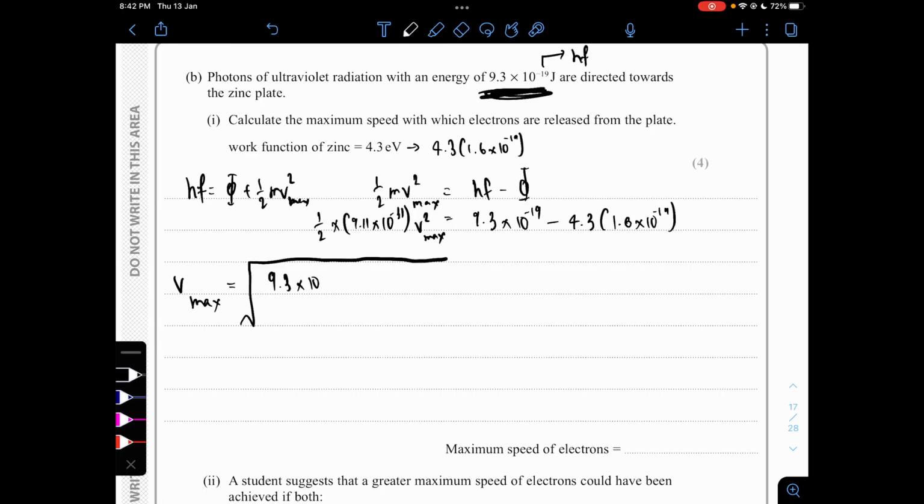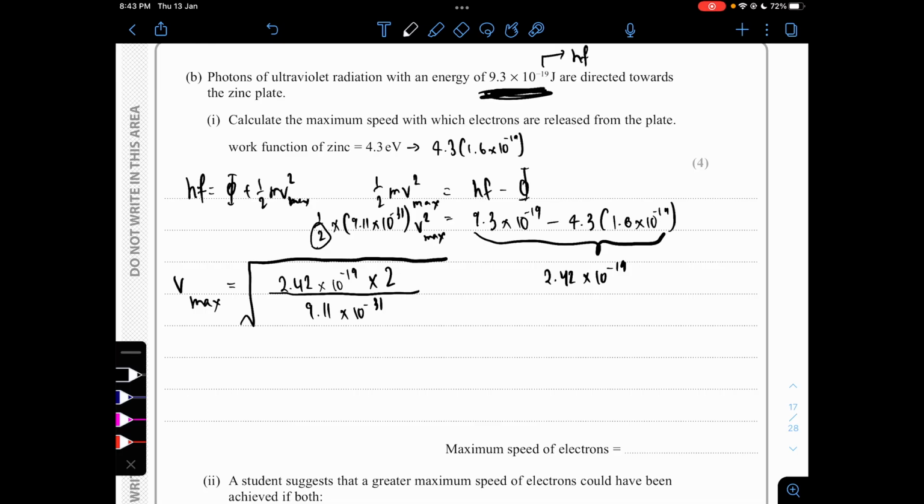9.3 times 10 to the power of negative 19, take away. So we can just work this out. That is 2.42 times 10 to the power of negative 19. So we have 2.42 times 10 to the power of negative 19 all over, we also have to times this by 2, remember? It goes up, so times by 2. And we're dividing by 9.11 times 10 to the power of negative 31.